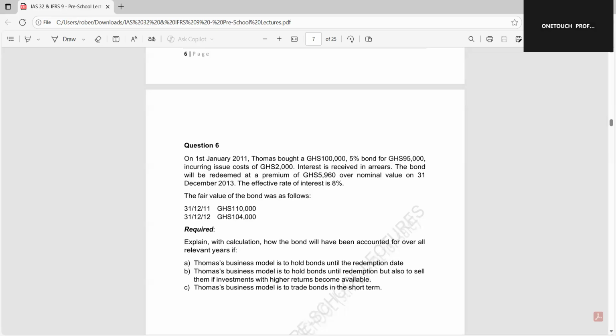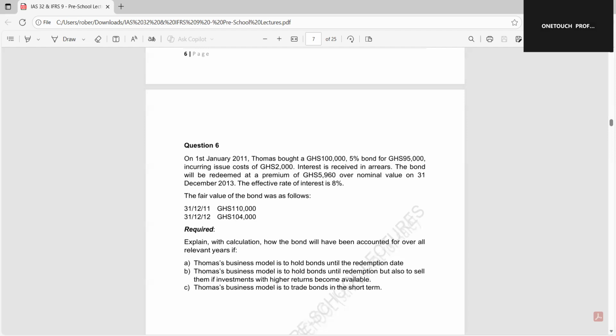B. The business model is to hold the bonds until redemption, but also to sell them if investments with higher returns become available. That is at fair value through OCI, other comprehensive income.